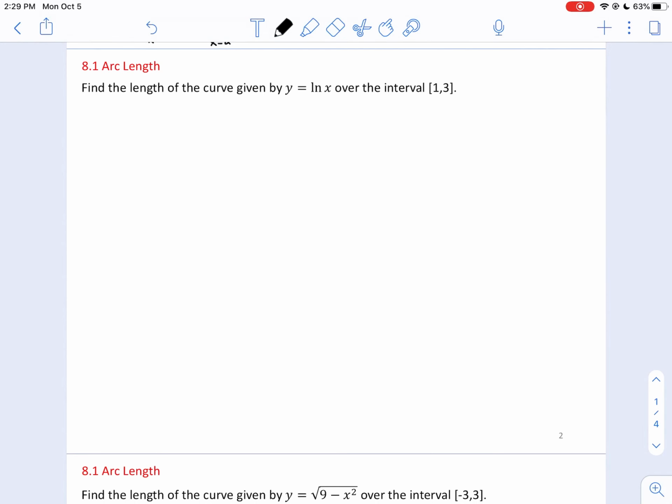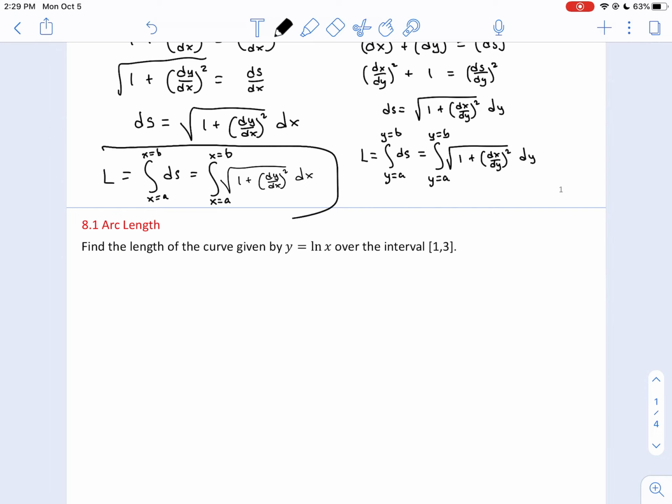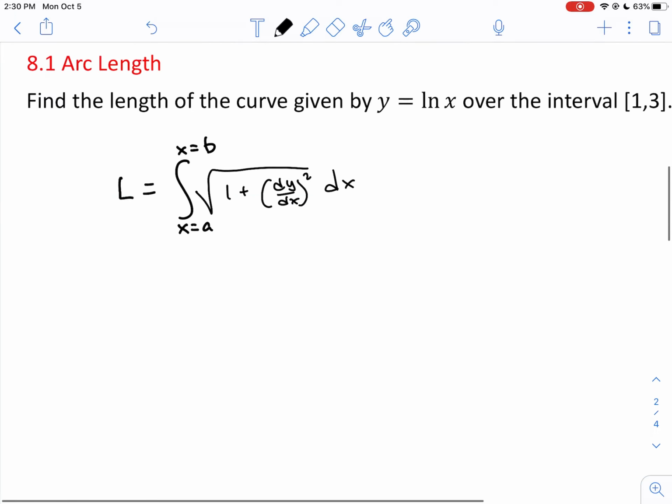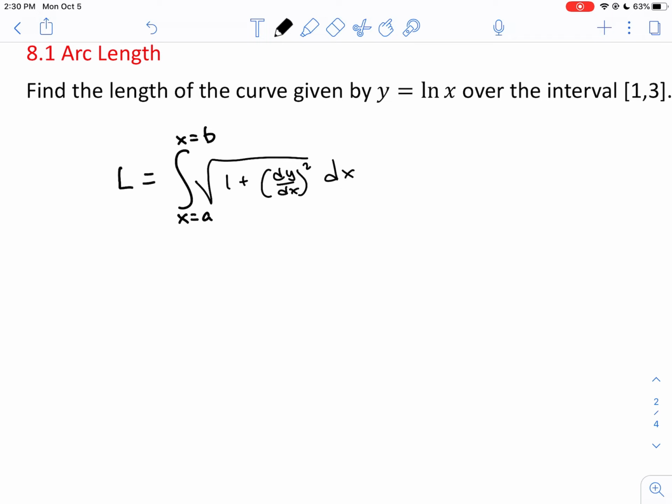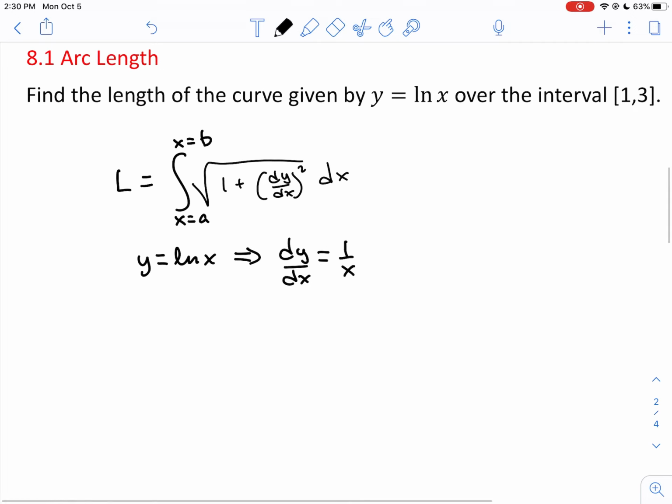Since y was presented as a function of x, we're going to be using this first formula right here. So in this particular example, since we know that y is equal to natural log of x, we have to find dy dx and plug that in right there. So y is the natural log of x, therefore dy dx, which is just Leibniz notation for the derivative of y with respect to x, is 1 over x.